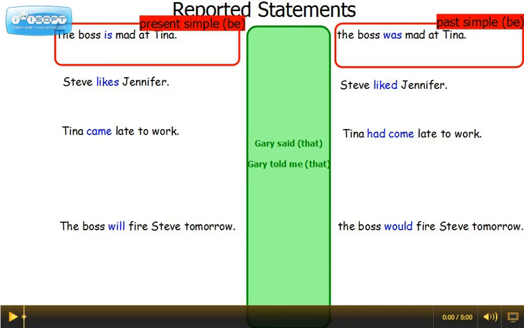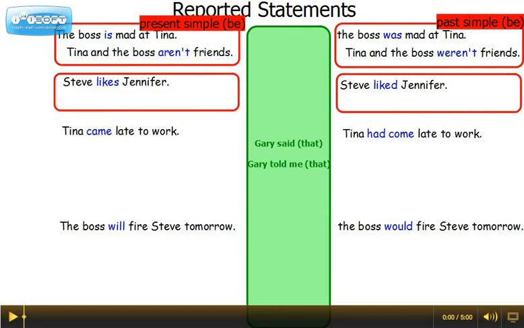How about an example in the negative? Tina and the boss aren't friends. Gary said Tina and the boss weren't friends. The same rule applies to any other verb in the present simple. For example, likes becomes liked. So again, the present simple becomes the past simple.